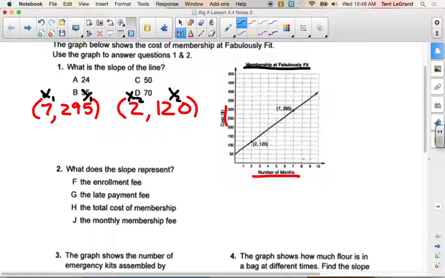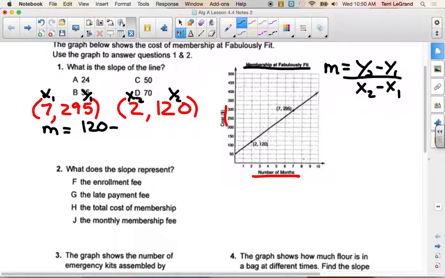And so then remember, let's remind ourselves. The slope formula goes like what? M equals y sub 2 minus y sub 1 over x sub 2 minus x sub 1. Thank you, Stefan. Okay, so now we're going to substitute into that. M equals, our y sub 2 is 120. Our y sub 1 is 295.